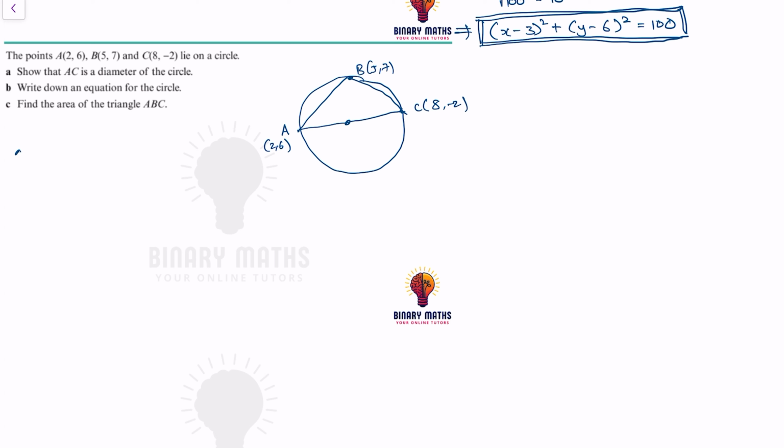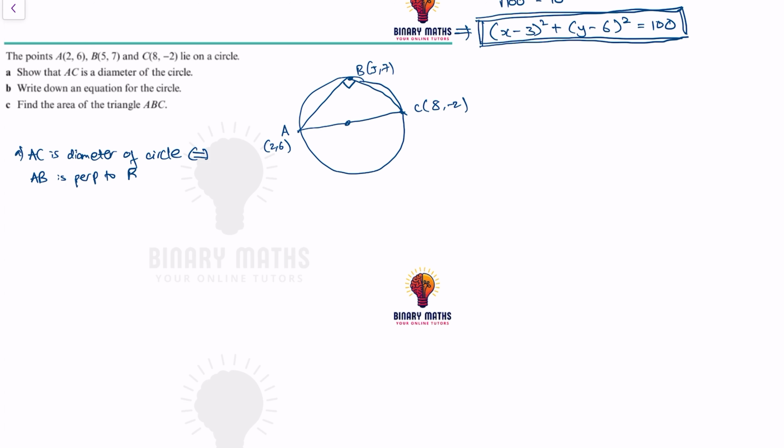Now, if AC is the diameter of a circle, that means by the circle theorem that angle must be equal to 90 degrees, if and only if AB is perpendicular to BC. So if we can prove that AB is perpendicular to BC, then we know it's a right angle, which means AC must be the diameter.